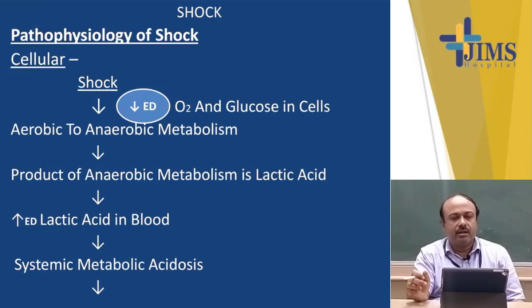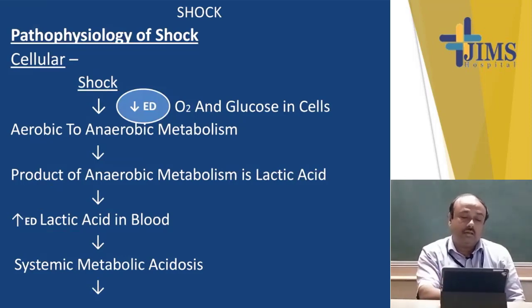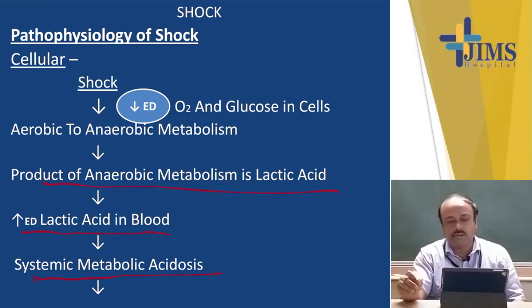Now coming to the pathophysiology of shock, I will come to the various causes of shock later on. At the cellular level, in cases of shock, there is decreased oxygen and glucose in the cells, and the metabolism goes from aerobic to anaerobic metabolism, and there is resultant production of lactic acid, as a result of which there is increased lactic acid in blood. This all leads to systemic metabolic acidosis.